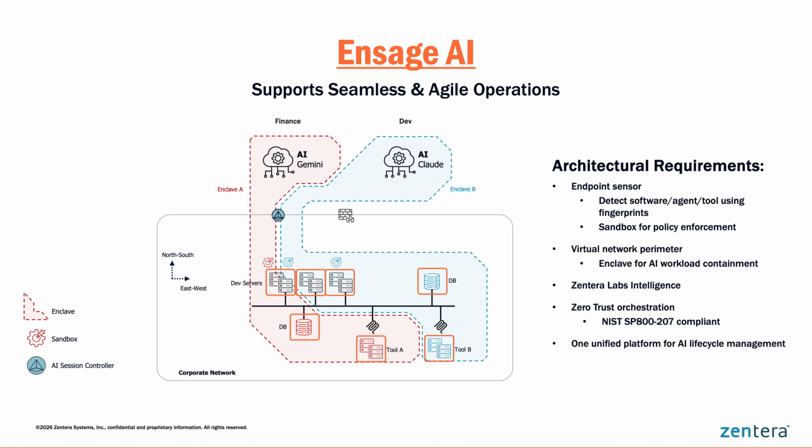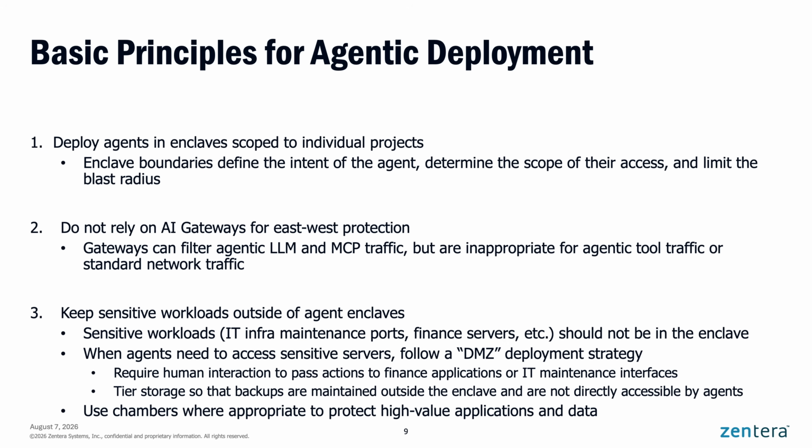If you put all this together, you can then lay out some of the best practices for agentic deployment. We can deploy agents in enclaves scoped to individual projects. Enclave boundaries define the intent of the agent and determine the scope of their access and limit the blast radius. Don't rely on AI gateways for east-west protection. Gateways can filter agentic LLM and MCP traffic, but are inappropriate for agentic tool traffic or standard network traffic. Keep sensitive workloads outside of agent enclaves. Sensitive workloads like IT maintenance ports and finance servers just shouldn't be in the enclave.